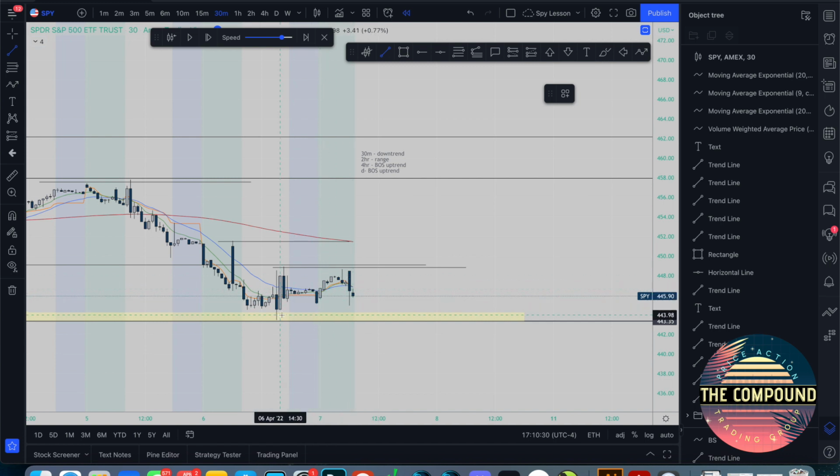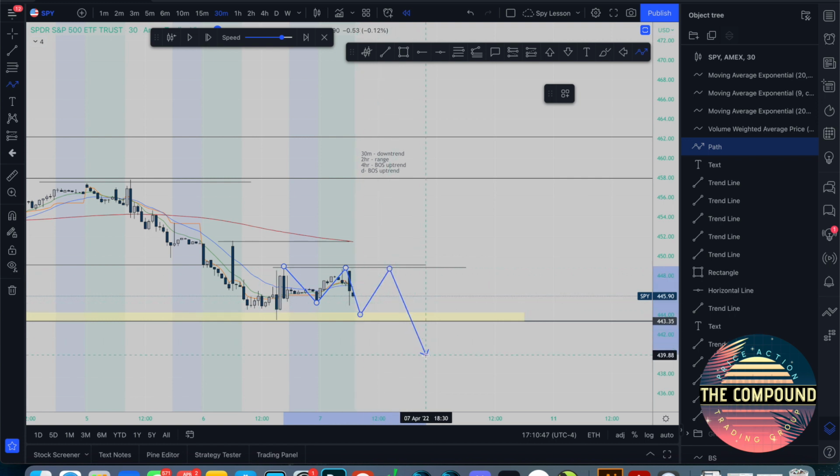So I know a possibility for today would be to do this right here. Like, we can respect that, come down, set a low, bounce and break that. That's a possibility. We're in a downtrend market on a 30-minute chart. So as long as we withhold this high here, that'll continue our downtrending market.